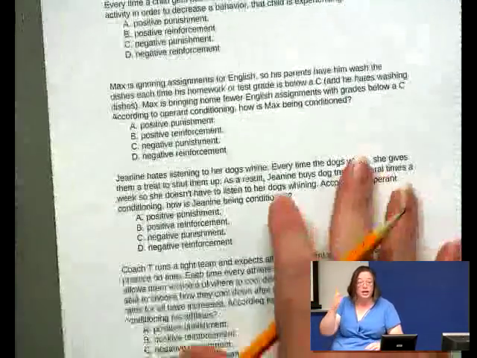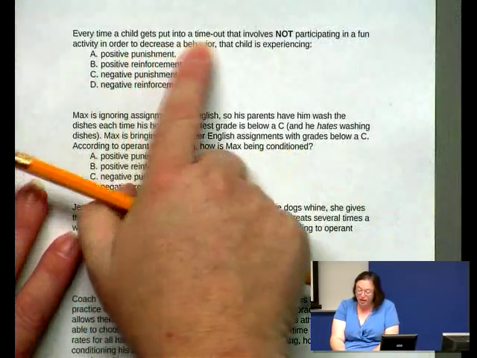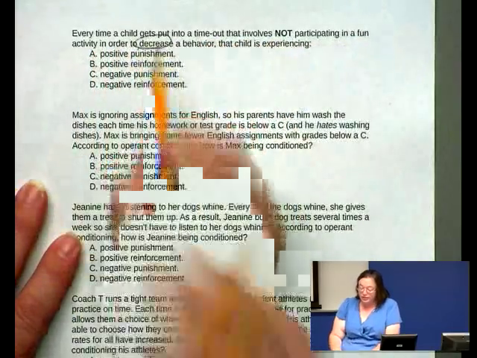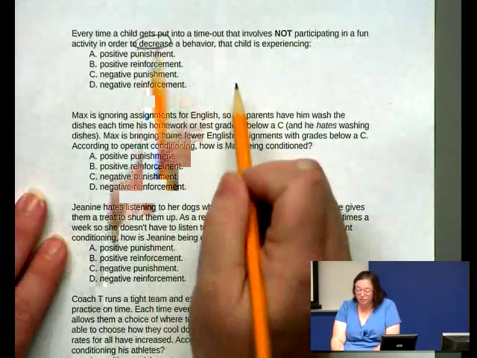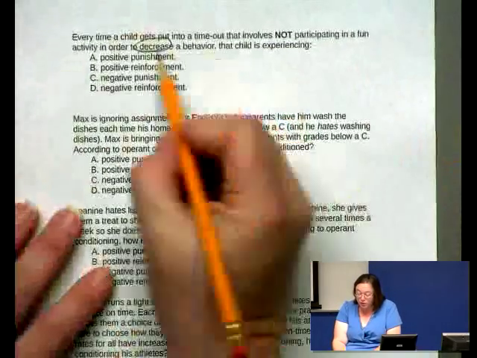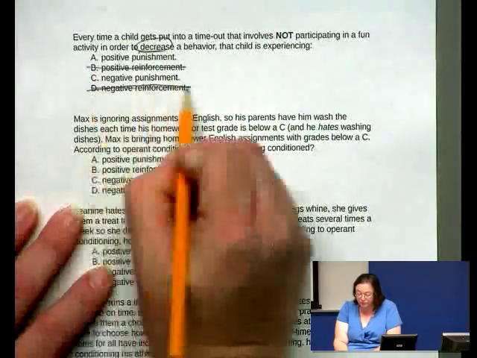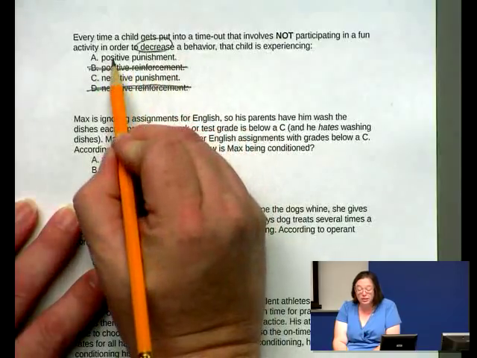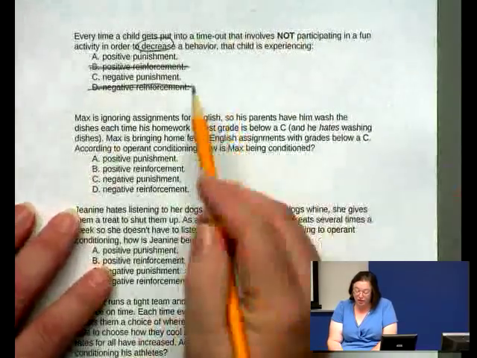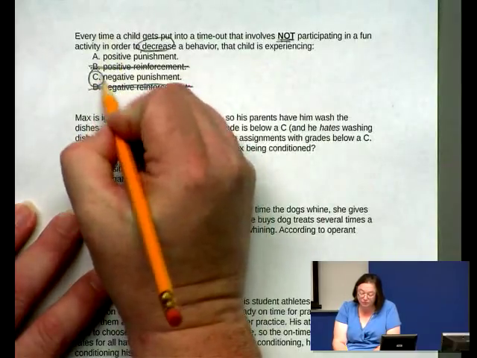All right, so the first example, it's pretty straightforward. Every time a child gets into a timeout that involves not participating in a fun activity in order to decrease, here's my word, decrease the behavior the child is experiencing. Now, if you don't know the definition right off the top of your head, that's fine. We already know it's a decrease, which means it has to be a punishment, so we can cross out our reinforcements. Positive punishment is the applying of unpleasant. Negative is removing a pleasant. And right here, they're not participating. It's a removal. So it has to be a negative punishment.